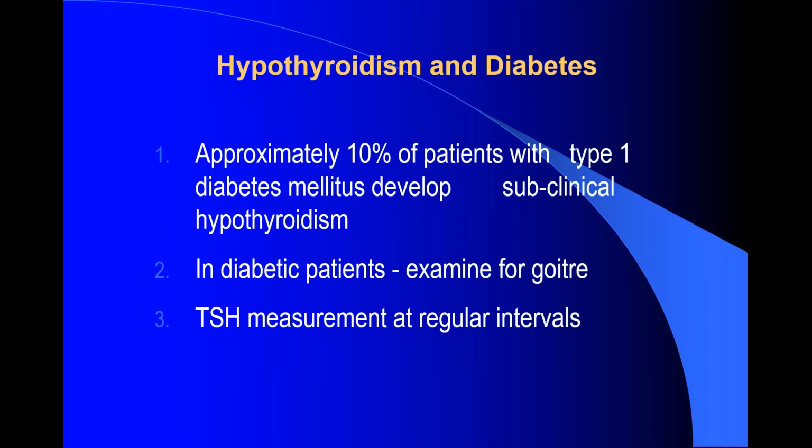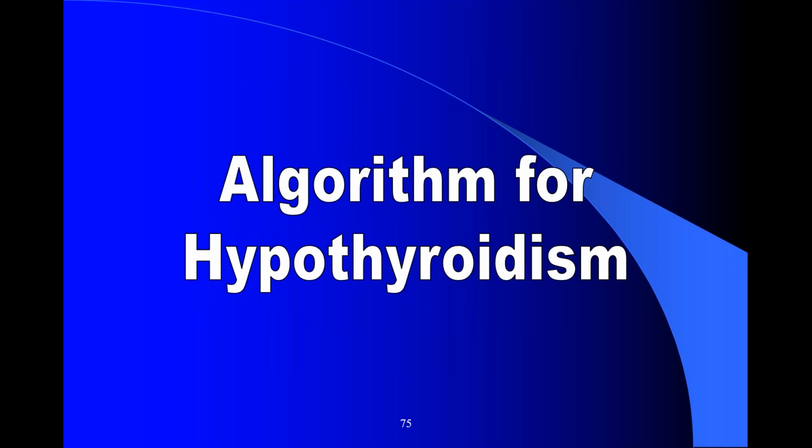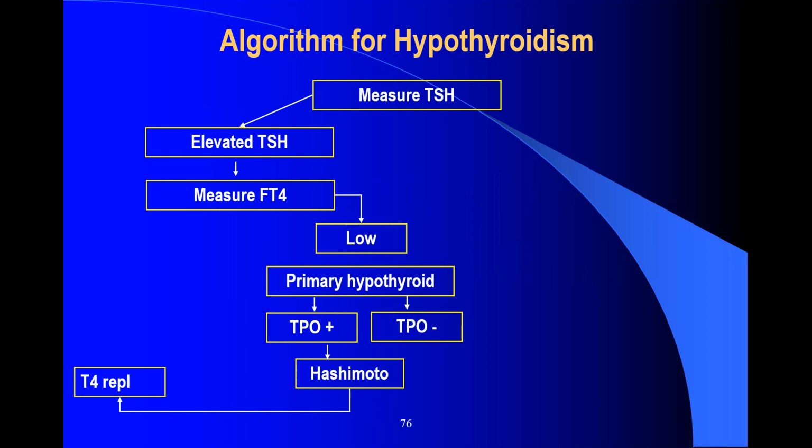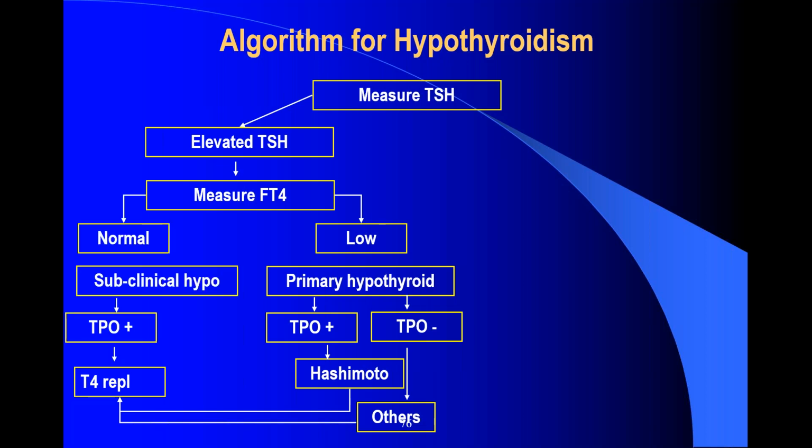Then hypothyroidism, when it is of autoimmune etiology, is associated with type 1 diabetes mellitus, which is an autoimmune disease. So in diabetic patients, examine for goiter, and TSH measurement should be done at regular intervals. So in short, the algorithm for hypothyroidism: you have to measure TSH. When TSH is elevated, you have to measure FT4 to see if it is low. So TSH is elevated, T4 is low. It is primary hypothyroidism. On further workup, you have to look for anti-TPO antibodies. If positive, it could be Hashimoto thyroiditis. In that case, you have to replenish the T4, or if it is negative, it could be something else.